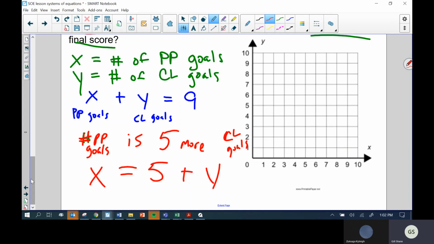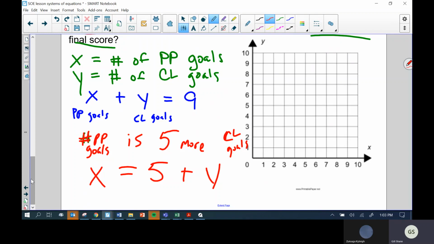Now you do have to make sure you use the terminology that's in your variables. You can't say how many we scored or something like that. You need to say whatever you define the variable as. Say, okay, the number of Pinellas Park goals, and then read the rule. It's 5 more than, plus.